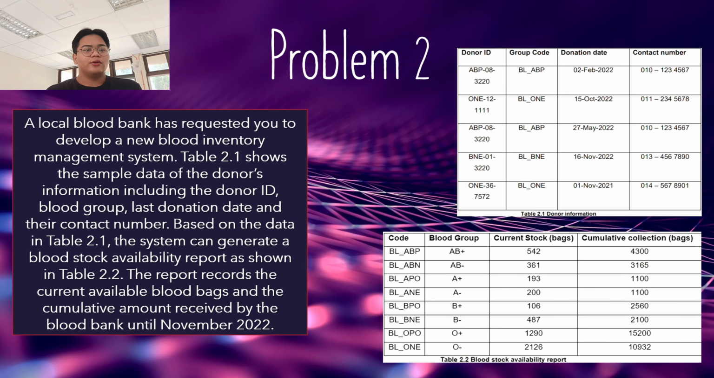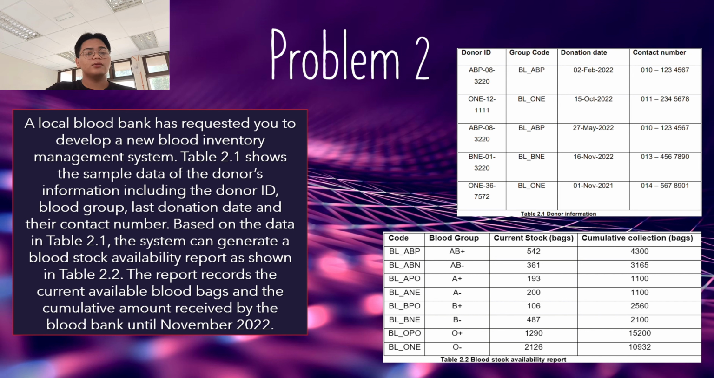Problem 2. A local blood bank has requested you to develop a new blood inventory management system. Table 2.1 shows the sample data of donors, information including the donor ID, blood group, last donation date, and their contact number. Based on the data in table 2.1, the system can generate a blood stock availability report as shown in table 2.2. The report records the current available blood bags and the cumulative amount received by the blood bank until November 2022.